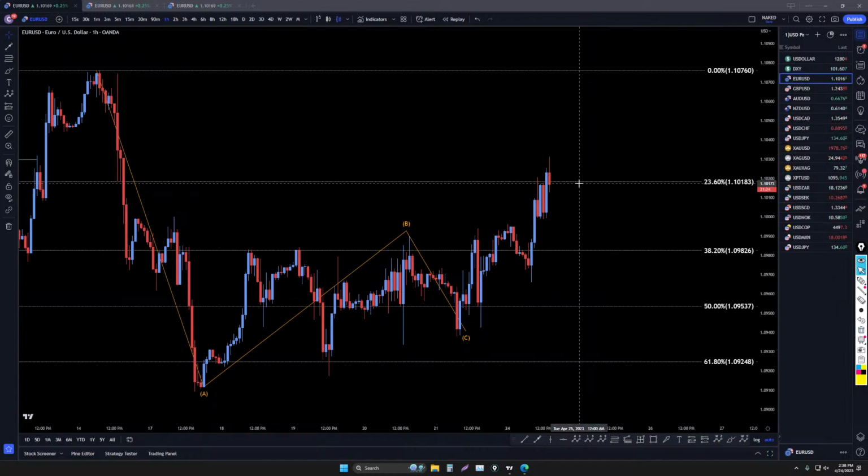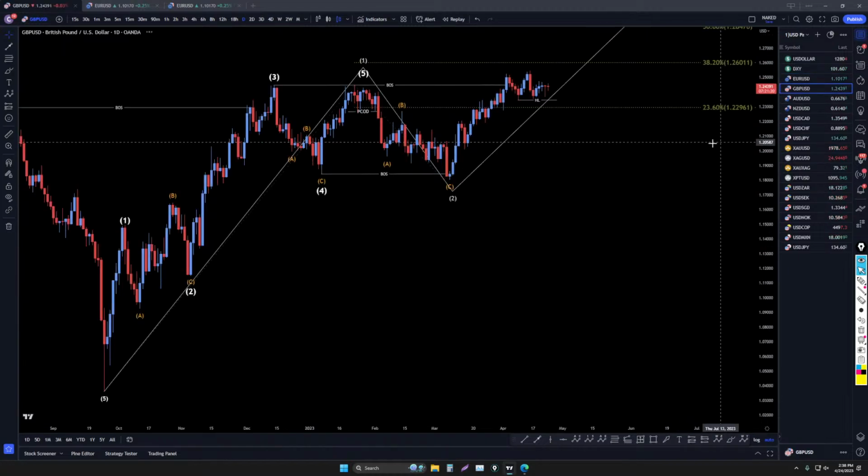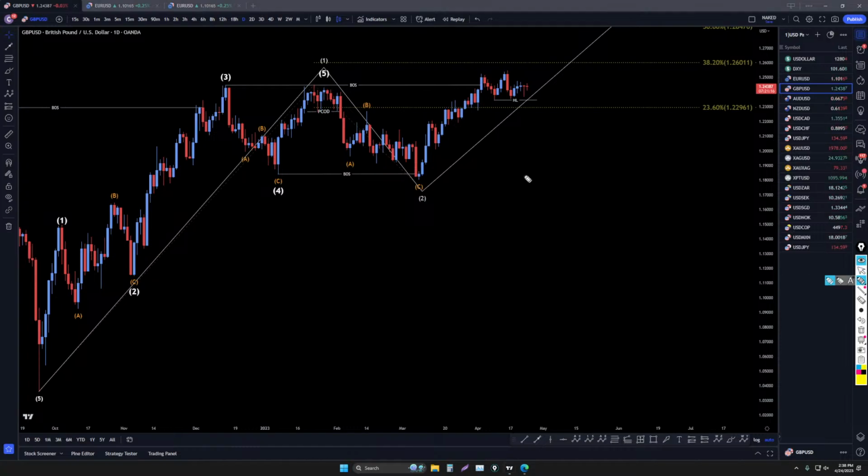So the euro dollar is definitely quite a bit stronger than some of the other pairs. So let's go and look at the pound dollar, which is really not very strong at all. And it's very similar though. I think this is a 1. I think this is probably an ABC of 2.